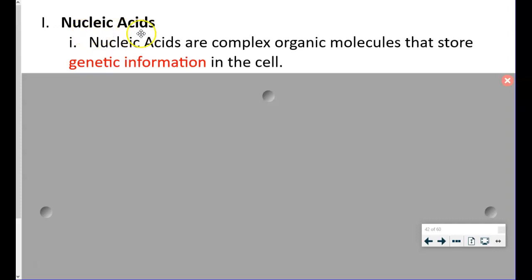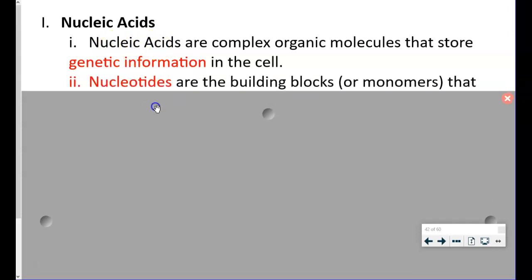Okay, so nucleic acids is a special group of macromolecules. They store genetic information. So it's like a computer chip. It has all kinds of information for how to build your body parts, how to build a blood cell, how to build an arm, how to build black hair or freckles or anything that your body has. Okay, all that information is stored in this chemical. So that's a pretty amazing thing.